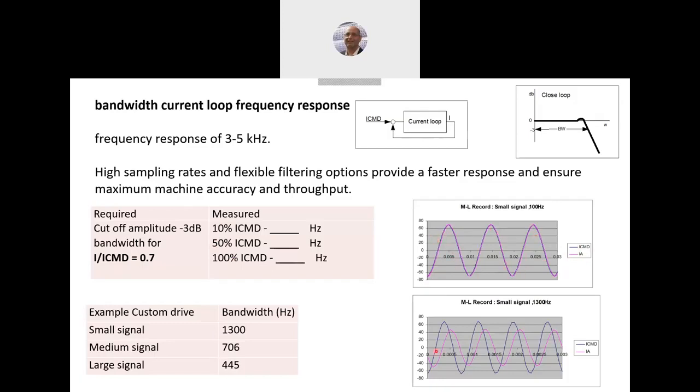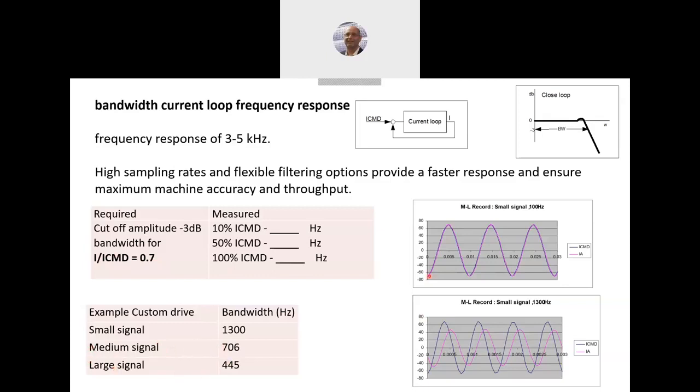Now here you can see it's when it's 0.7. You have a command, but the power stage cannot follow the signal that's coming in, and you reach the bandwidth. Here you have an example of a custom drive. For a small signal, it started to go below 0.7 at 1300 hertz. Medium signal was 700 hertz, and a large signal was 400 hertz.